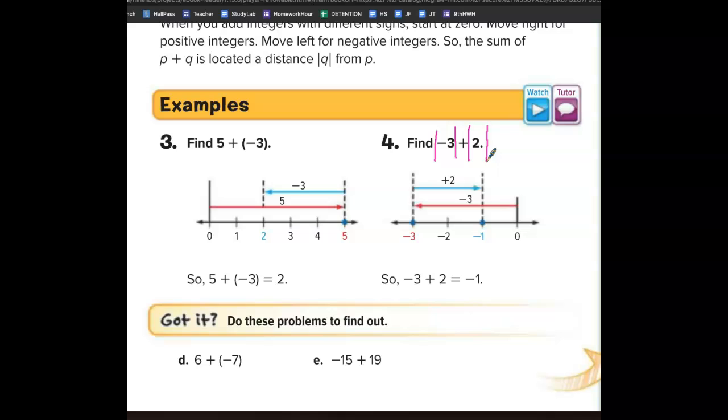So what's the absolute value of negative 3? 3. What's the absolute value of 2? Which is larger, 3 or 2? 3. What sign goes with 3? Negative. So that goes with my answer. Okay? All right, work D and E. Check with an elbow partner.